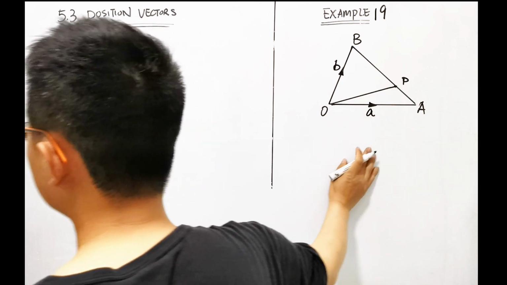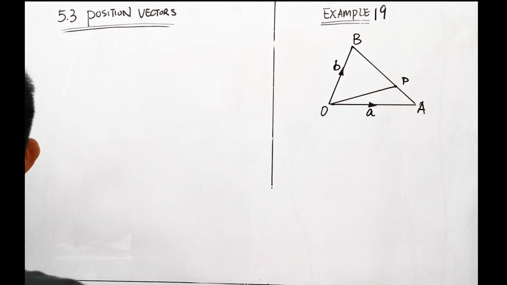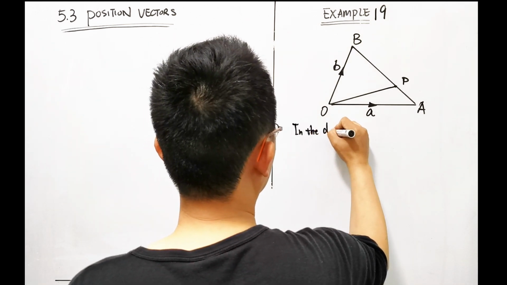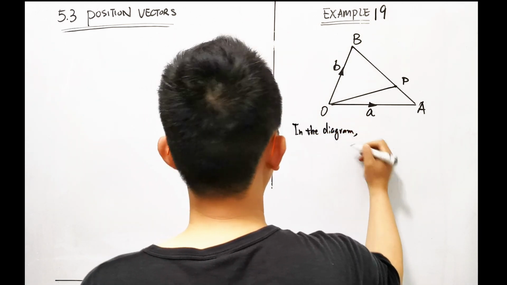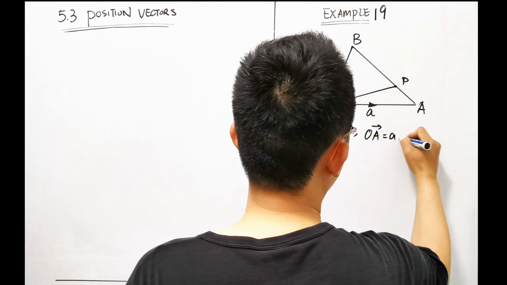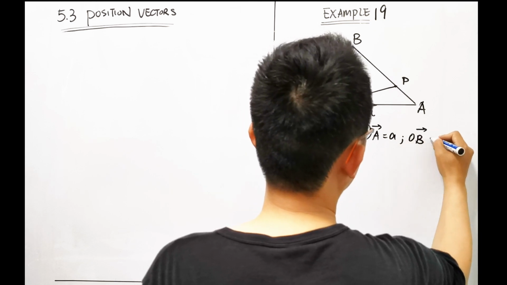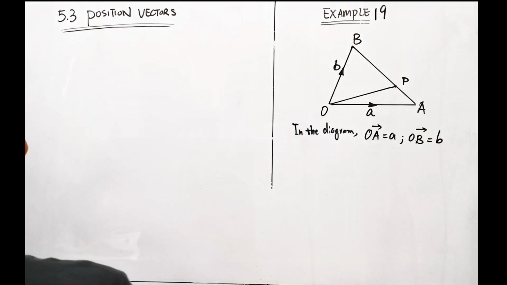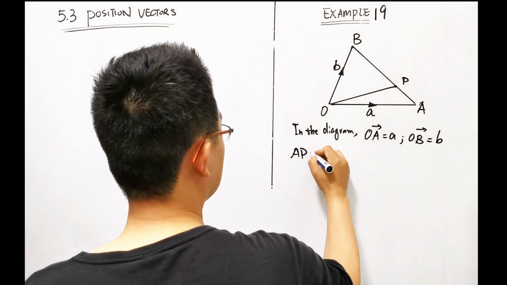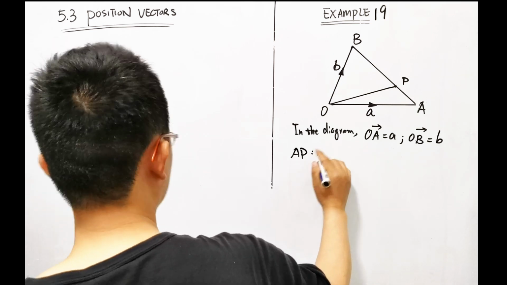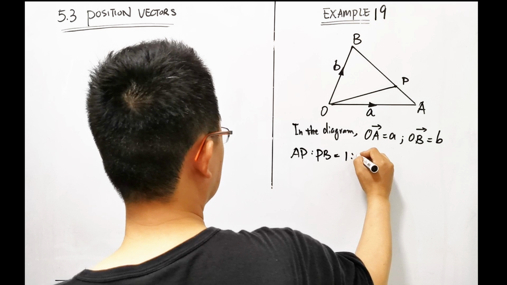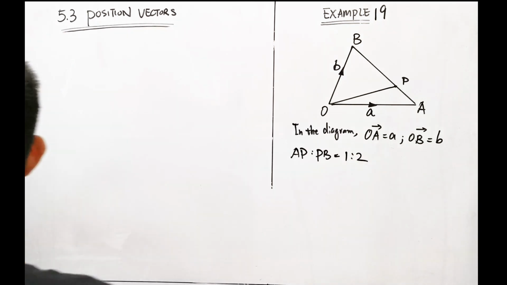P, A. So in the diagram, basically we have OA equals to A and OB equals to B, right? So that's what we get. And then we also have AP, the ratio of AP to PB equals 1 to 2. Okay, so that is the information we have, right?